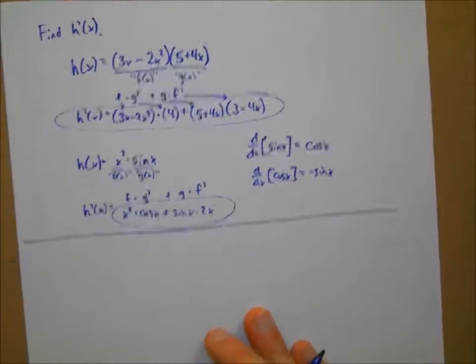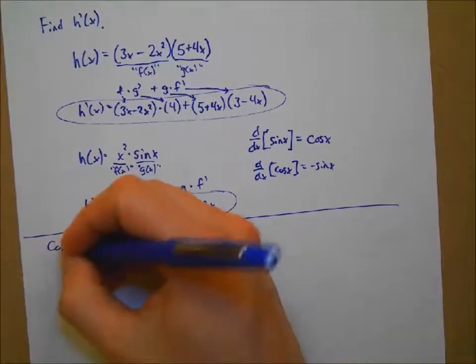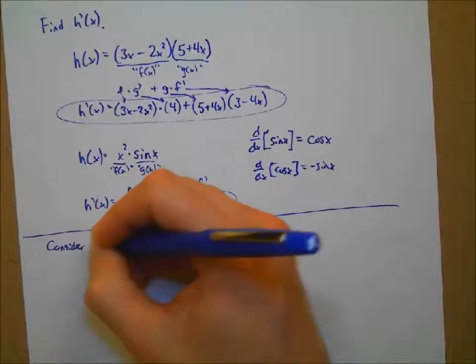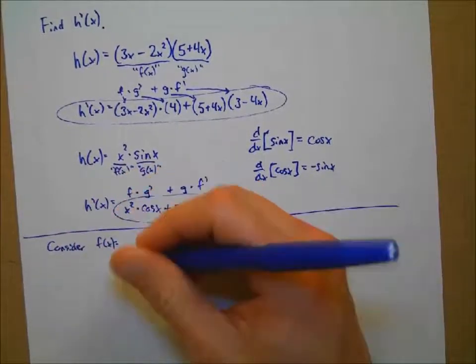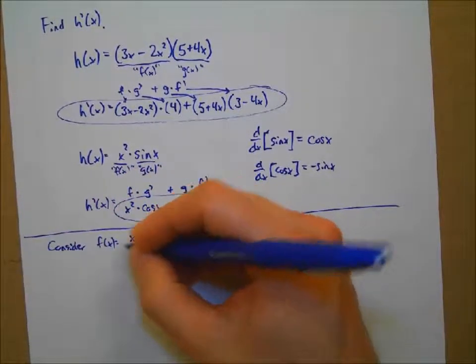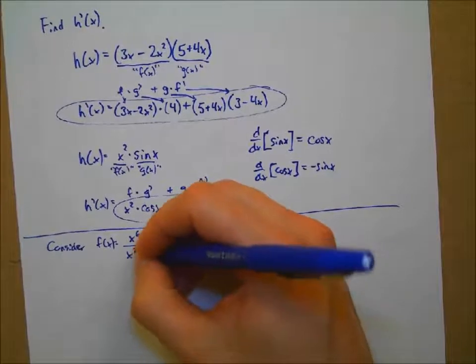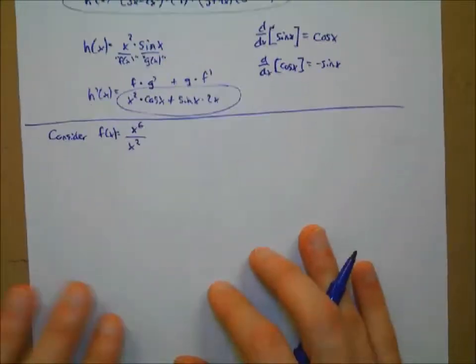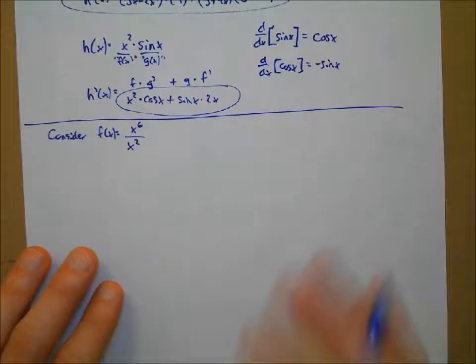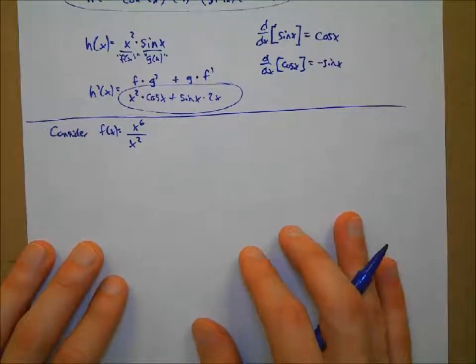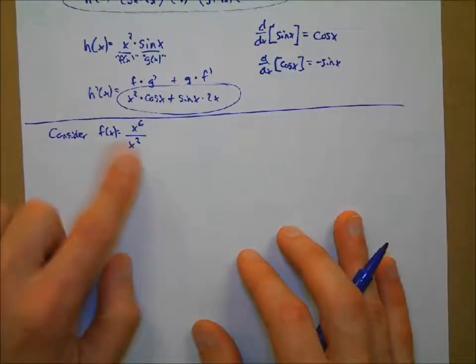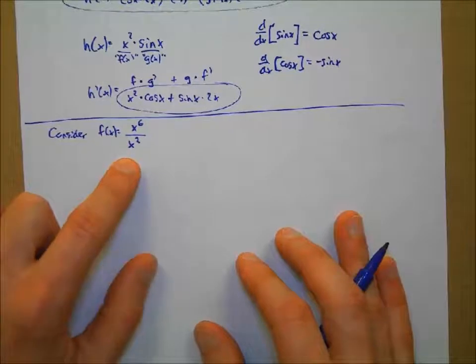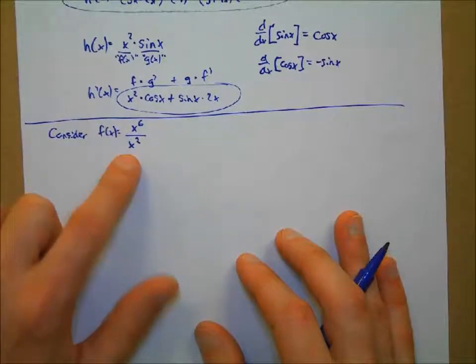Let's do the same thing. Now consider f of x equal to x to the 6th over x squared. Okay, I'm going to go through this one a little bit quicker just because you get the idea here, right? So this is not a product, it's now a quotient. Right, we're dividing here. So let's try.